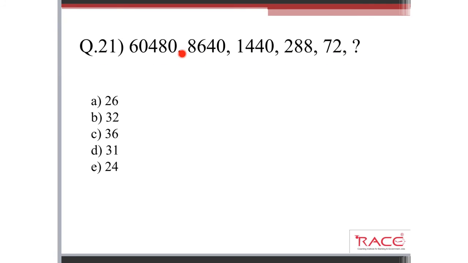We have a very big value at the start, so we will solve this from the middle. If we look at the relation between 288 and 72, if I simply divide 288 by 4, I get 72. And here if I divide this by 5, I get 288. Then 6, I get, and 7.